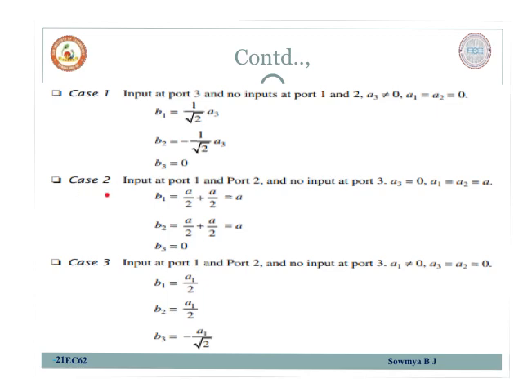Now, moving on to case 2. There is an input at ports 1 and 2. It means A1, A2 is equal to A, and there is no input at port 3, which means A3 is equal to 0. So, what is the output at port 1 and 2 as well as 3? At port 3 the output is 0 when both the ports are given the input. What is the output at port 1 now? B1 is equal to A by 2 plus A by 2, that is equal to A. Similarly, B2 is equal to A by 2 plus A by 2, that is equal to A. What about B3? The B3 value is equal to 0.